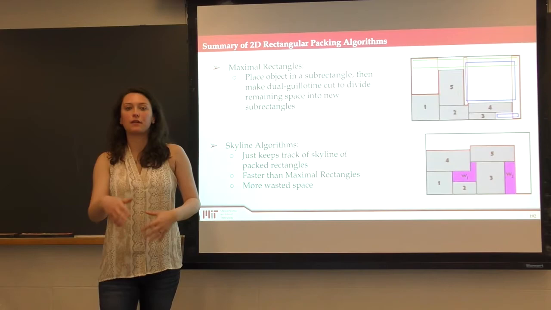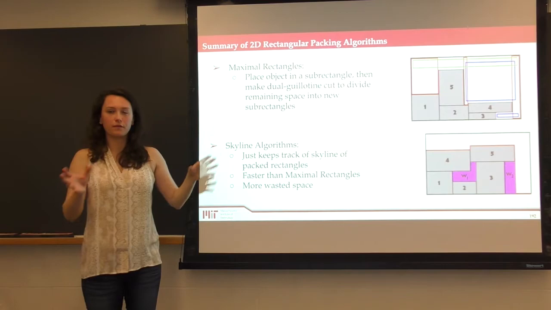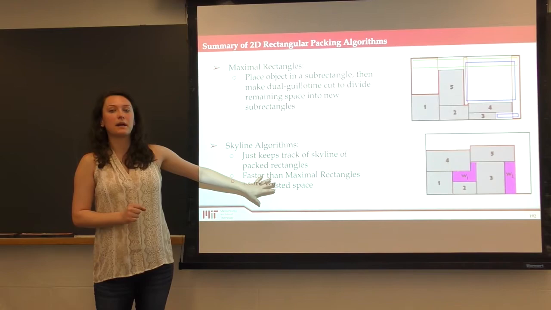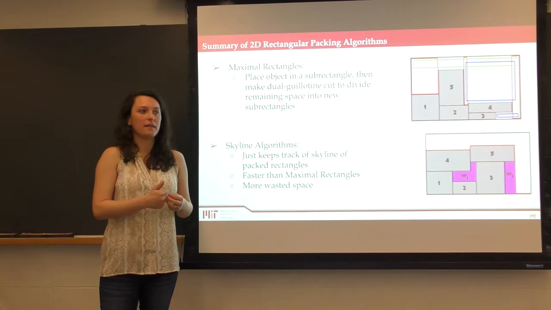And just in general, maximal rectangles performs the best, in terms of the full scope from the review papers that I've seen. Skyline algorithms perform the fastest, especially in simpler cases. Shelf algorithms are great if you want to implement something simply, but they're not the best in terms of runtime. And then guillotine algorithms are just a little bit worse than maximal rectangles.